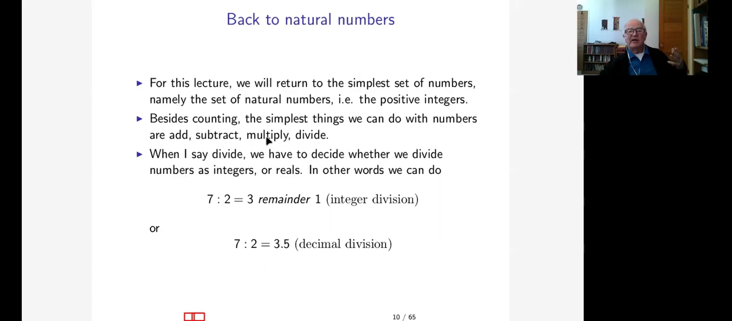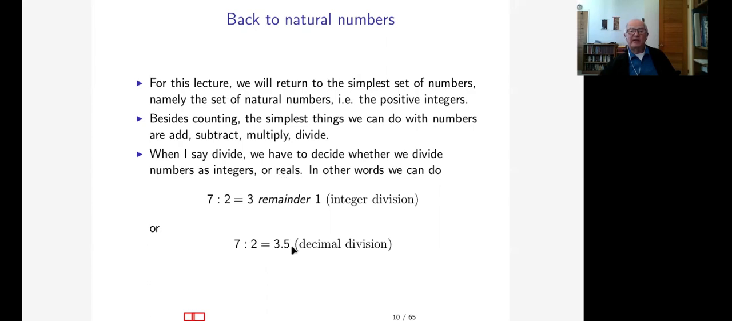For instance, 3 times 5 is really 5 plus 5 plus 5. It's just a repeated addition, 3 times 5. And so we can do multiplication. And once we do multiplication, we can do the opposite operation, which is division. And so this is where I wanted to get to, division of numbers.